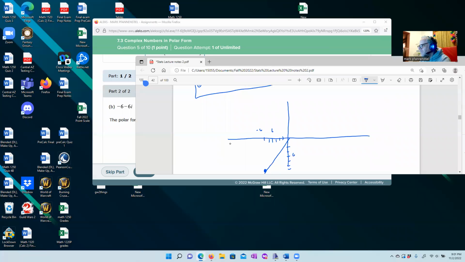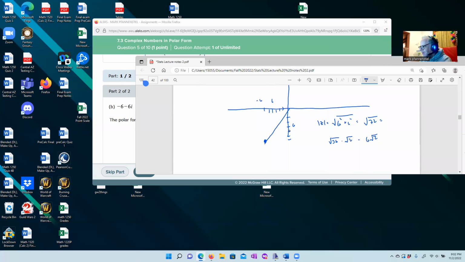So our modulus is going to be the square root of 6 squared plus 6 squared. This is going to be the square root of 72, which is equal to the square root of 36 times the square root of 2. So that's 6 root 2. So that's going to be okay. Now, check out the angle.